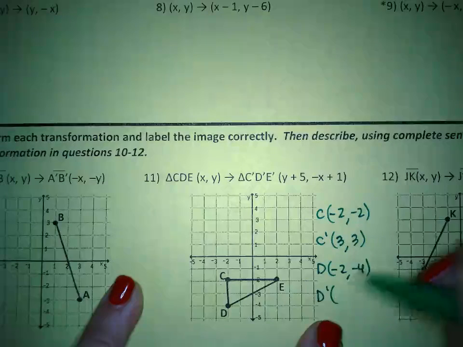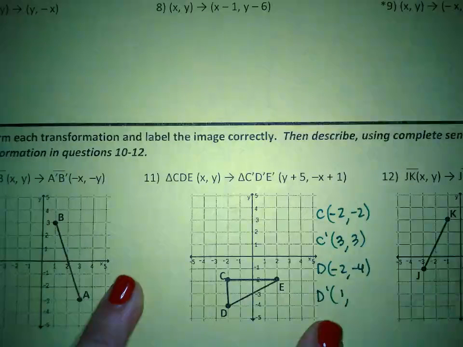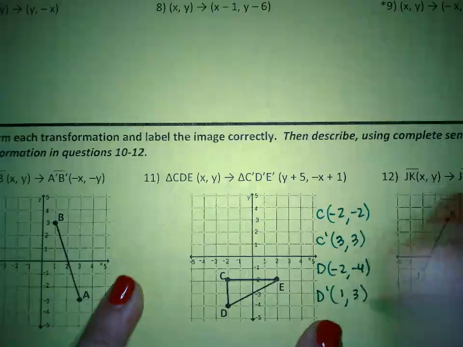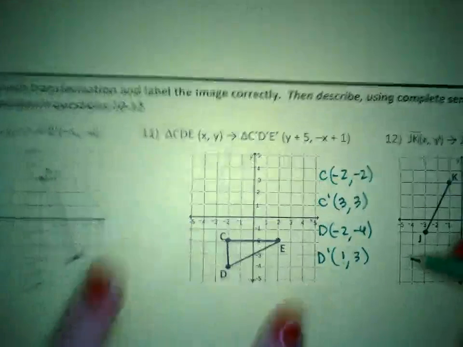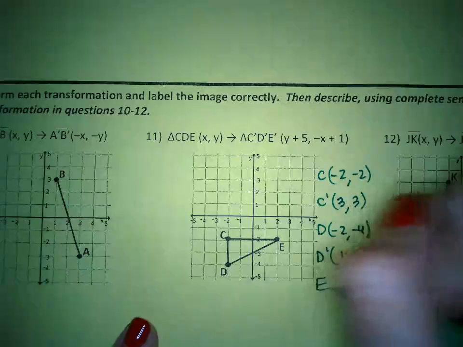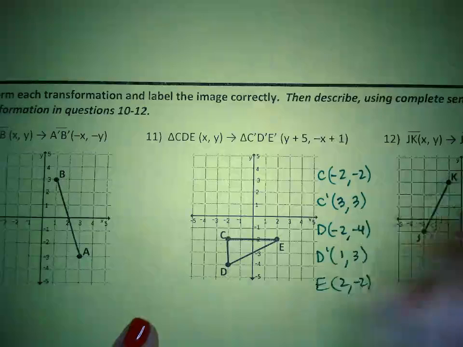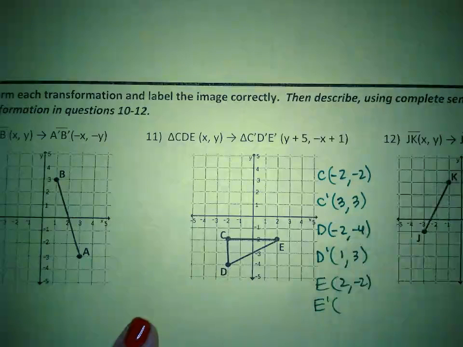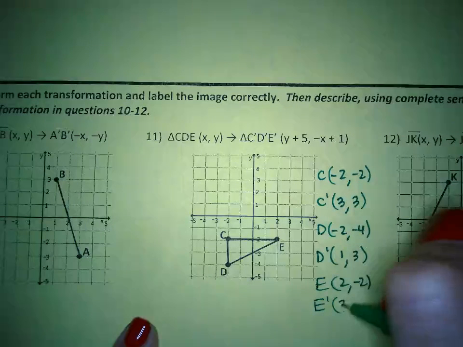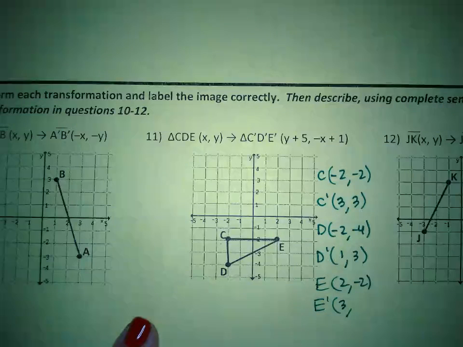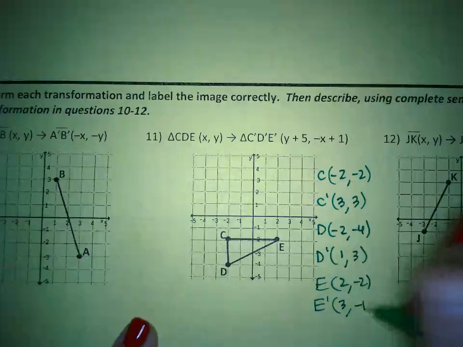Coordinate D was at negative 2, negative 4. So y goes to the front, you add 5. X goes to the back, changes signs, add 1. And then for coordinate E, 2, negative 2. So E prime, y goes to the front, add 5. X goes to the back, changes signs. So that's negative 2 plus 1, negative 1.